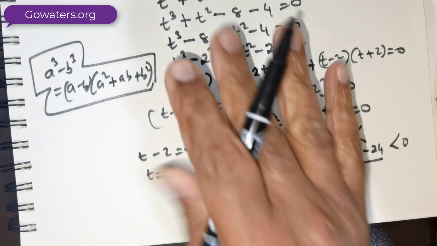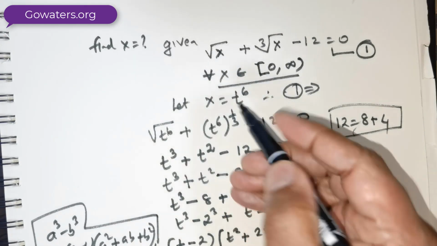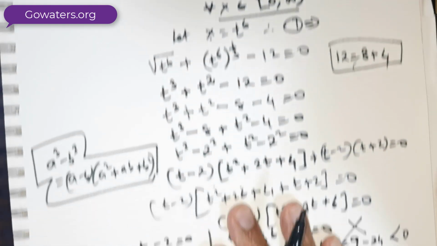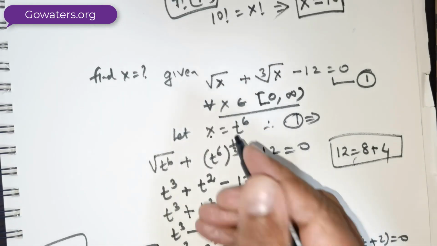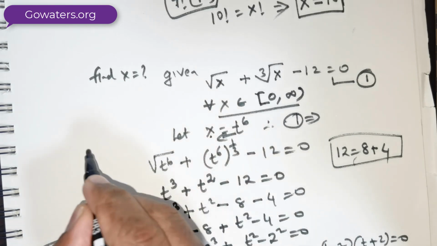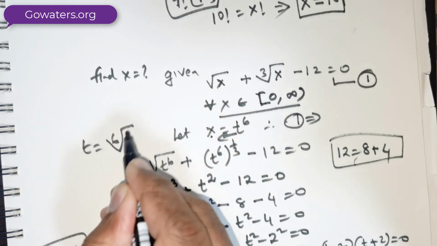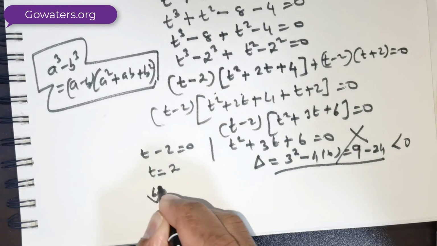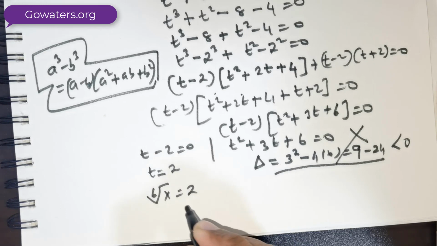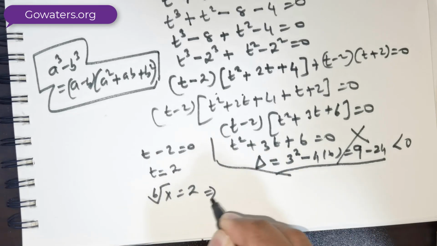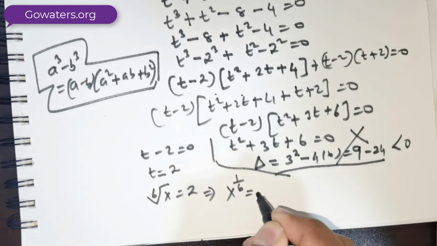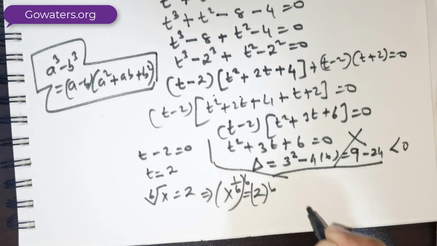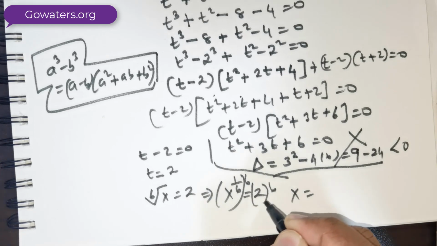But x is equal to t to the power of 6, right? So from here, what does this mean? This would mean my t is going to be the 6th root of x, right? So I substitute 6th root of x is equal to 2. This would mean x raised to the power of 1 over 6 is equal to 2. If I were to raise both sides to the power of 6, I get x is equal to 2 raised to the power of 6.